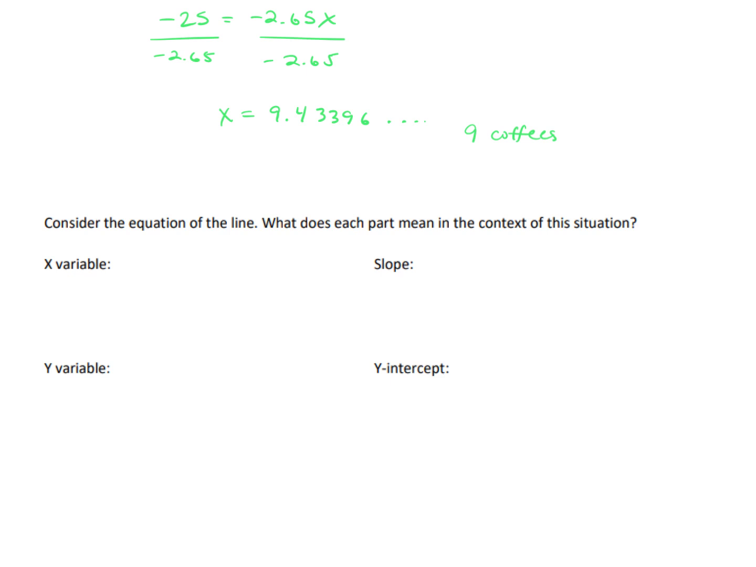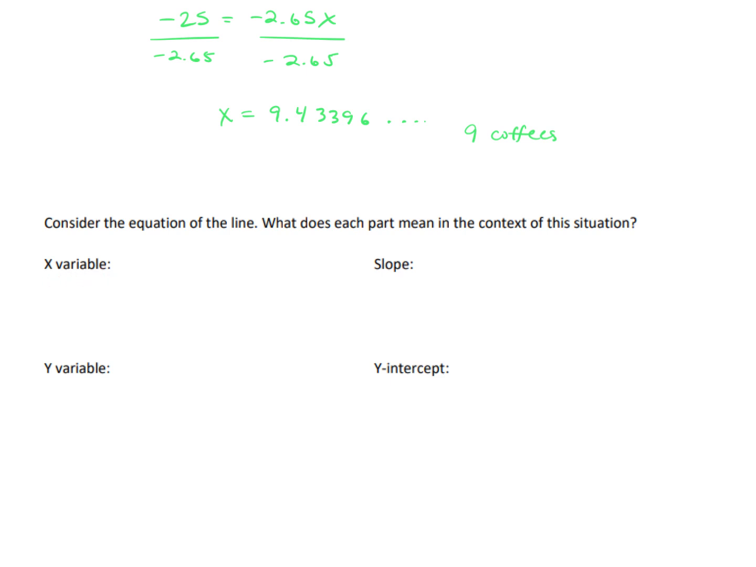All right, so our last few things to think about with this example. Consider the equation of the line. What does each part mean in the context of the situation? So it's important that we keep in mind what everything is representing. If we say y equals 3x plus 1, what do those x's represent in the context of a word problem, an example like this? So we're just going to fill in a couple of things here.